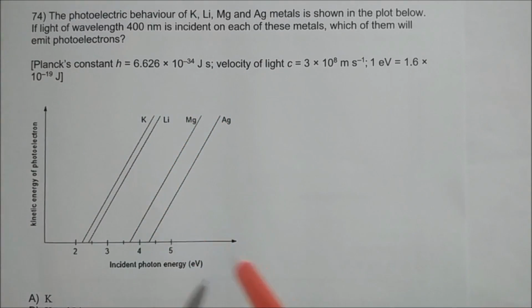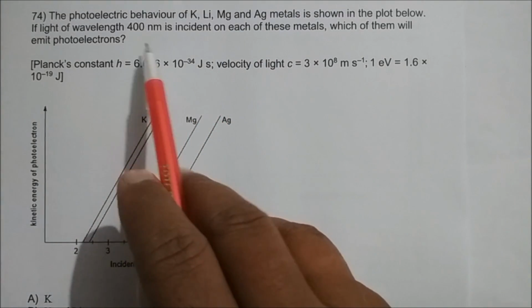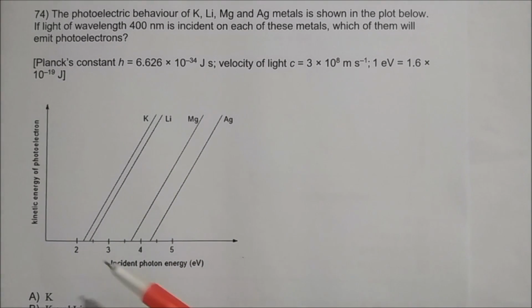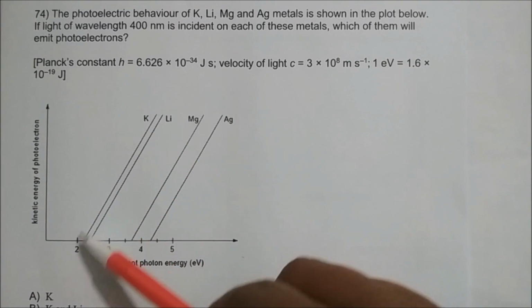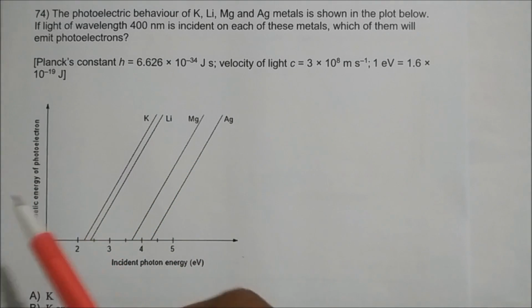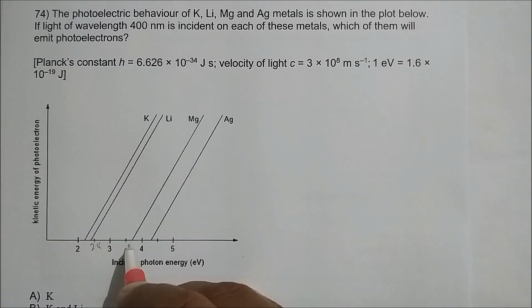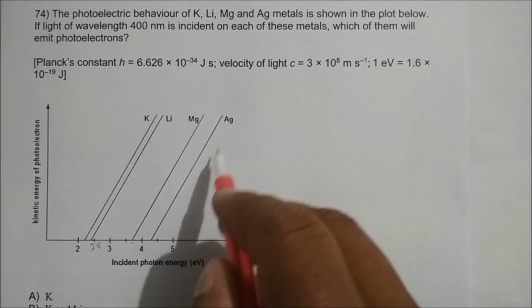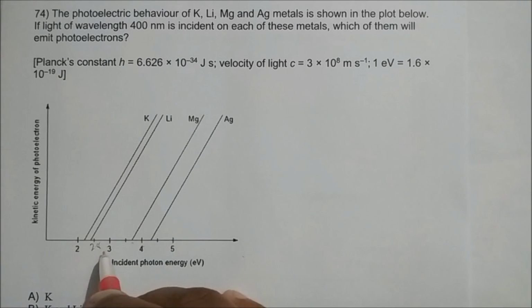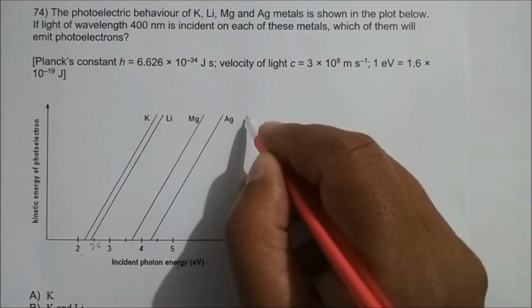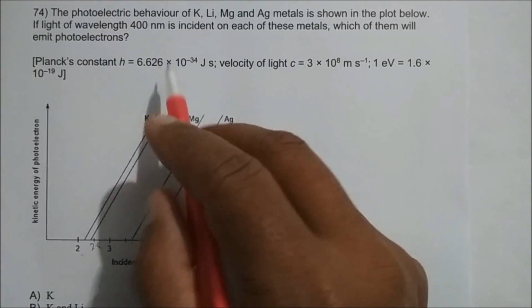We have to find the threshold frequency for this one. If you see carefully, the threshold frequency of every metal is given here. For potassium and lithium it is less than 2.5, for magnesium it is something more than 3.5, and for silver it is given here. This is the photon energy, and this is the frequency. So first we have to find the threshold energy.